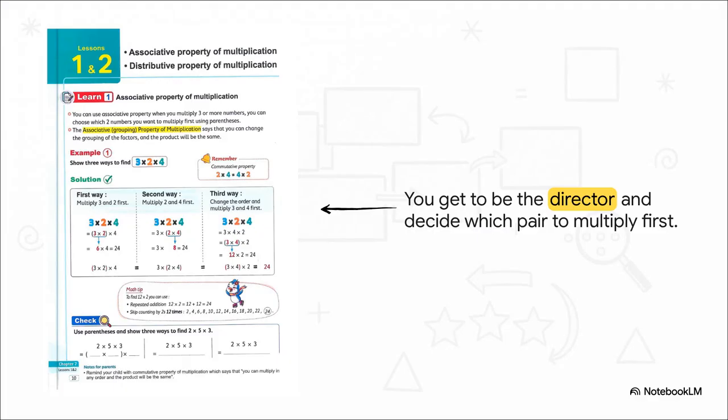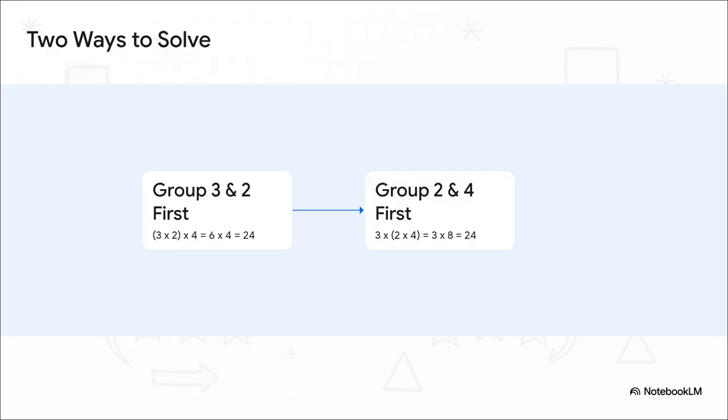Let's go back to our first problem to see this thing in action. In math, those parentheses you see, they're kind of like a movie director yelling, "Action, do this part first." With the grouping tool, you get to be the director. You decide which pair of numbers gets the spotlight first. So, we can direct this scene in two different ways. First up, let's group the 3 and the 2. Okay, 3 times 2 is 6, and then 6 times 4 gives us 24.